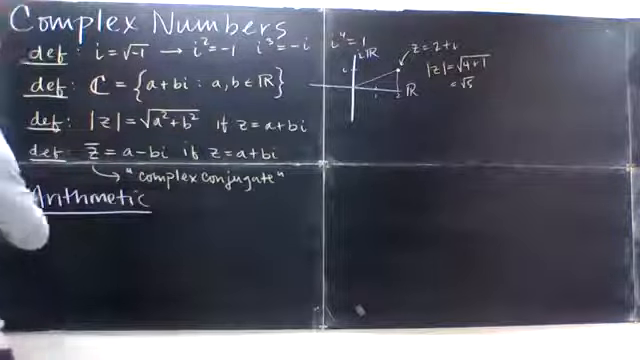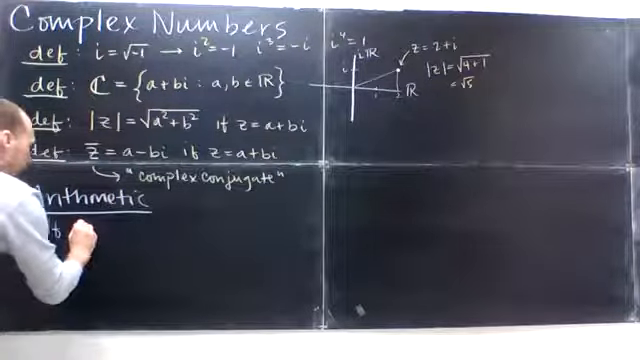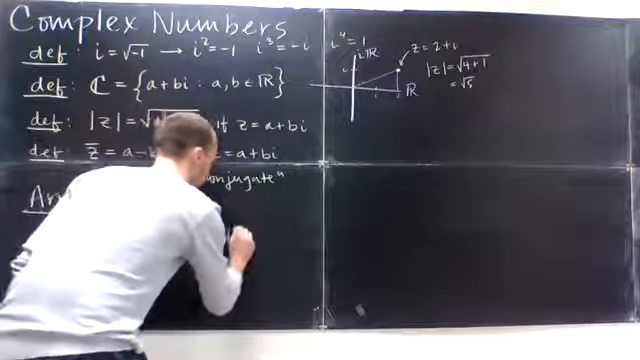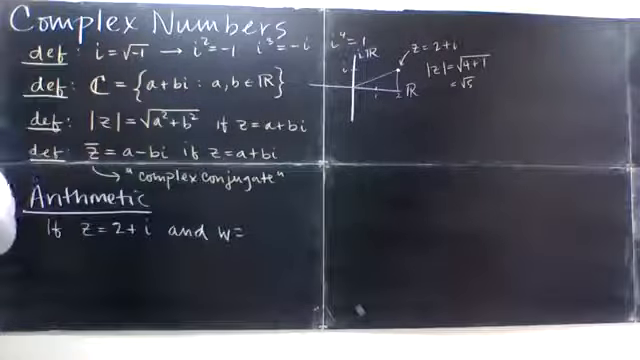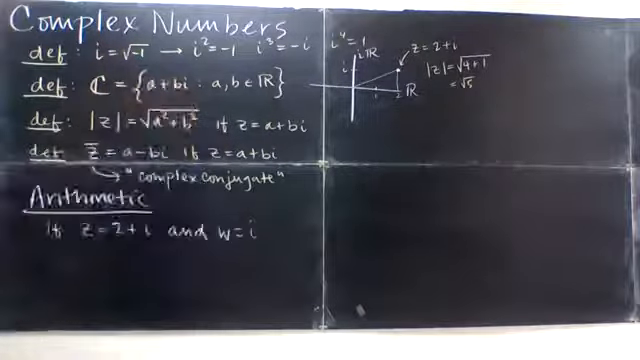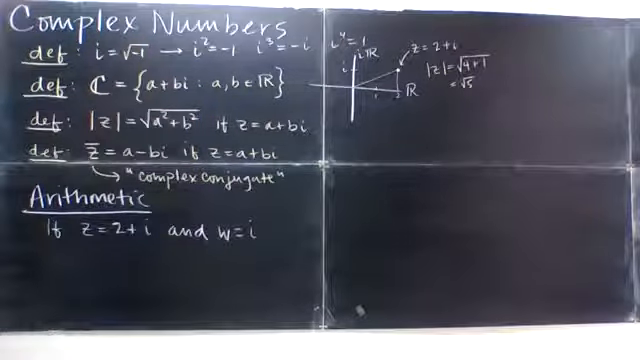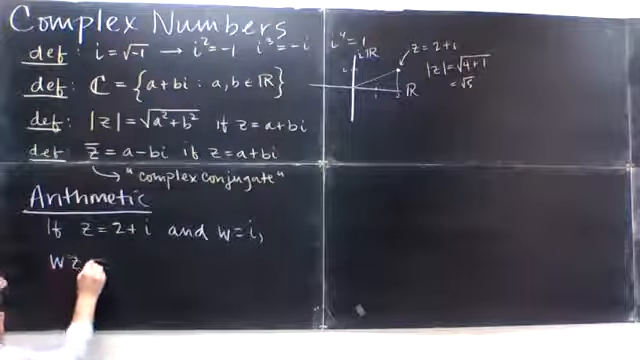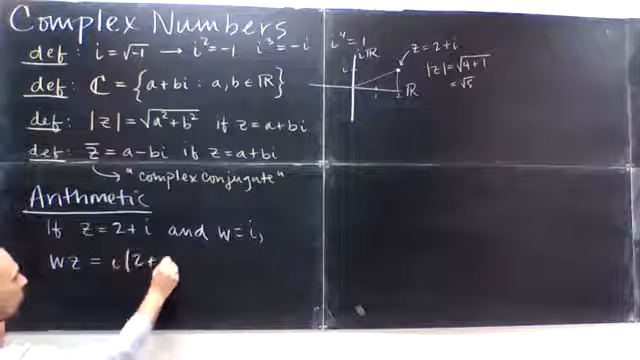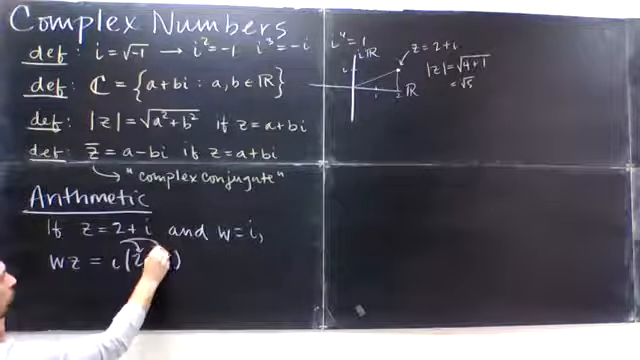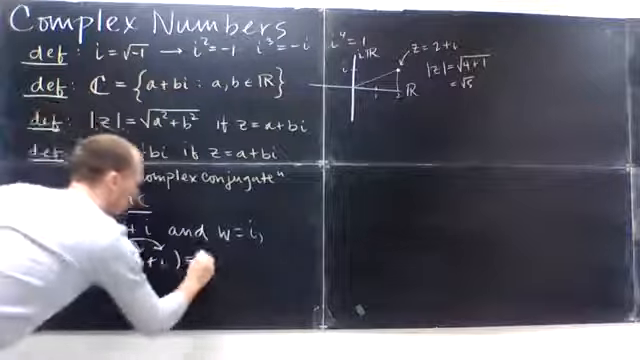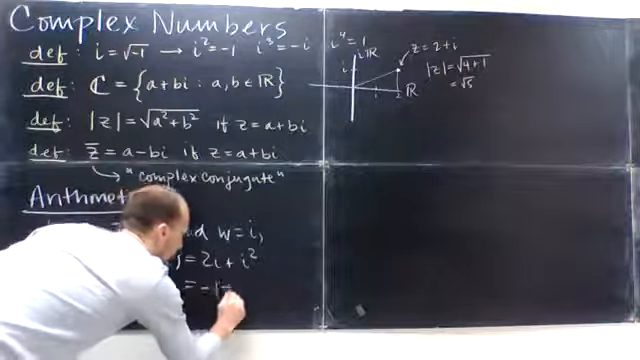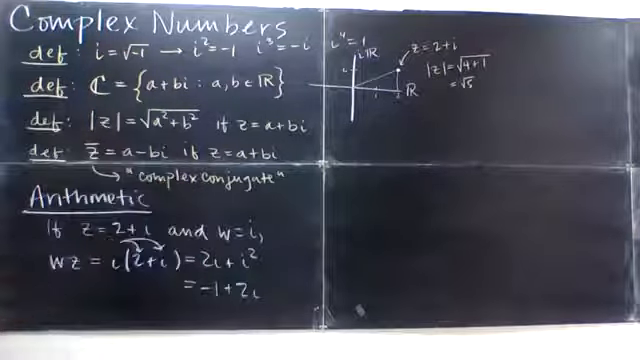And I'm also kind of assuming that you worked with these a little bit in Algebra 2 or some class like that. So as far as the arithmetic goes, if z is 2 plus i and w is equal to, let's see, what am I saying? Oh yeah, I said i. Then z times w, or w times z, is equal to i times 2 plus i. I can do a little bit of that, which is going to be 2i plus i squared, which is going to be -1 plus 2i, if I wanted to write this in a plus bi form.